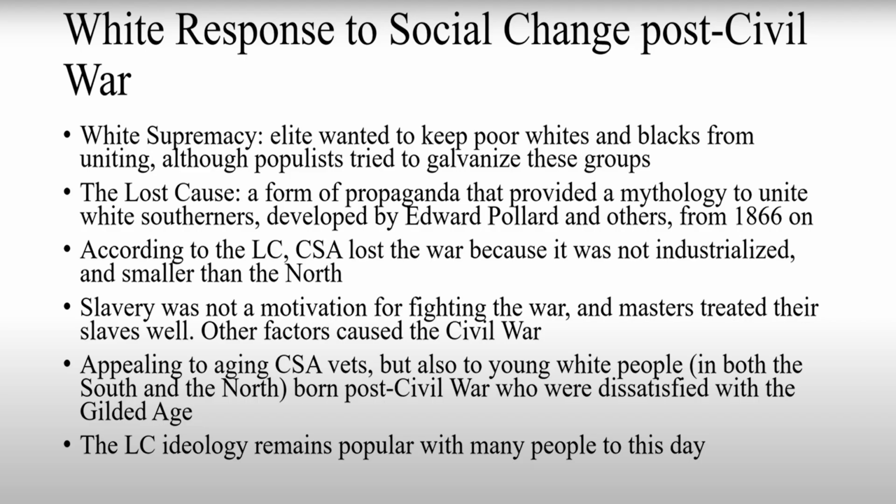Instead, white people in the South supported the Solid South, the idea that all white people should support the Democratic Party regardless of class. They should vote as a race, not as a class. And one ideology that helped to make the Solid South possible, this white supremacist system possible, is the Lost Cause. The Lost Cause really is a form of propaganda that was developed shortly after the Civil War in 1866 to provide a mythology for the Civil War and to unite white Southerners.